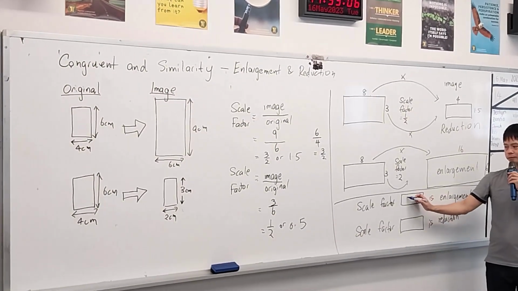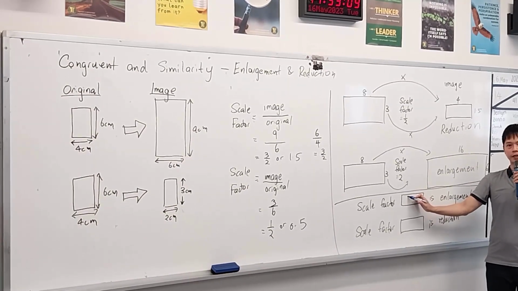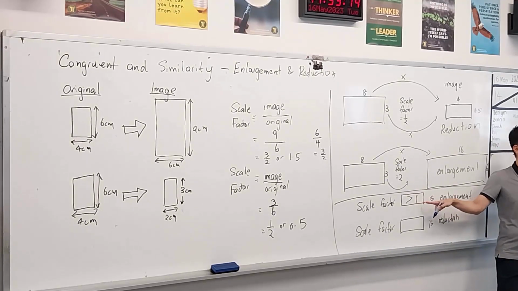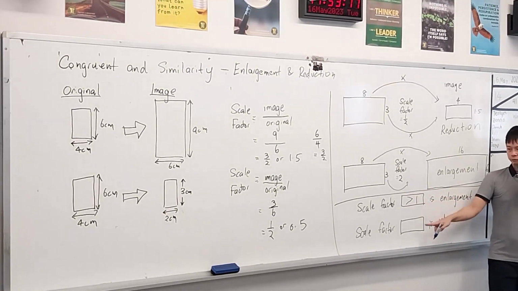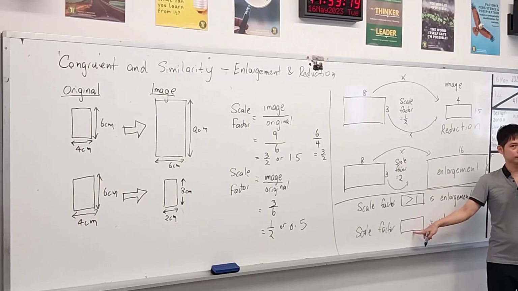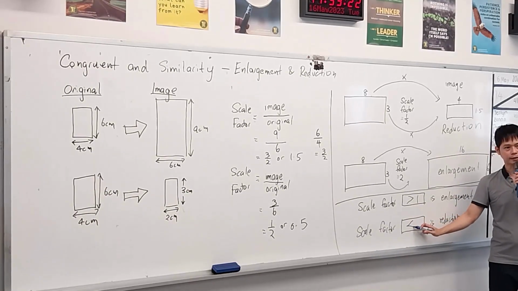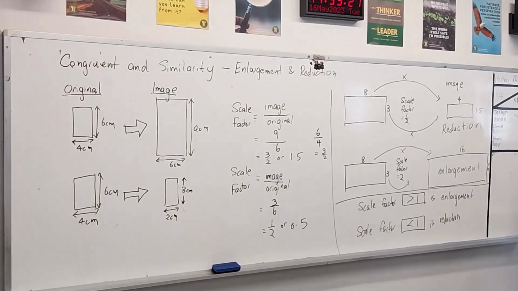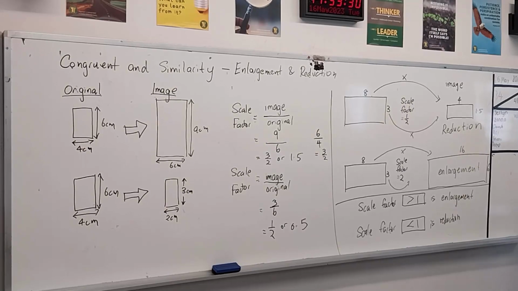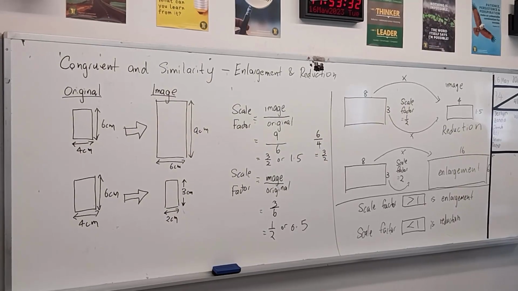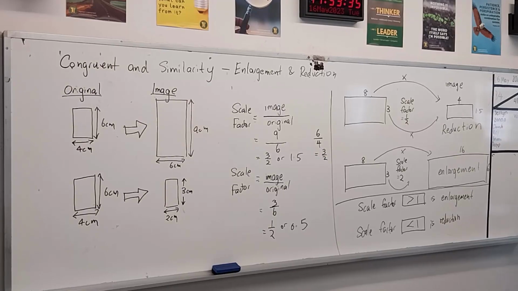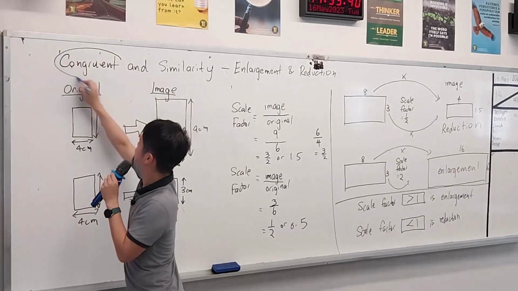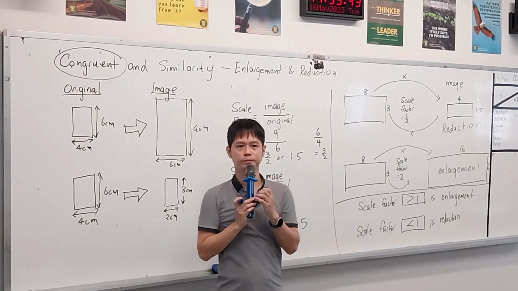If it's an enlargement, the scale factor must be more than 1. Do you understand this symbol? Do I need to write in words for you? If it's a reduction, it must be less than 1. Now, I never put any equal sign, right? Why do you think it's not equal to 1? What will happen if it's equal to 1? Yes, no enlargement, no reduction. We call that same size, and we will learn that next lesson. They will be congruent. All right, that's all.